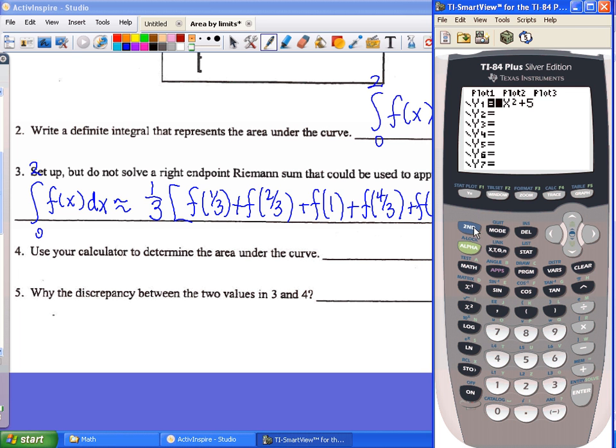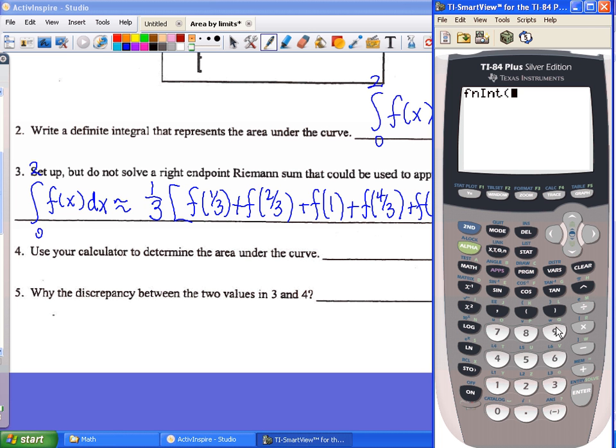the home screen, and I'm going to type math, and I'm going to select number 9. You can either scroll down and choose the 9, or you can type in the 9. And it tells me that I'm going to integrate a function.